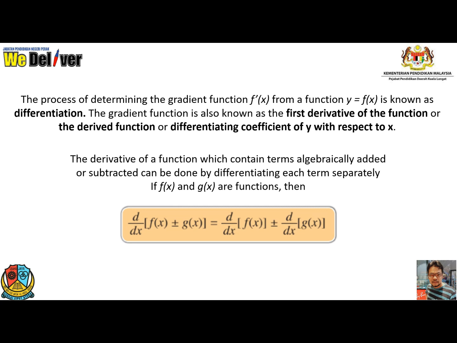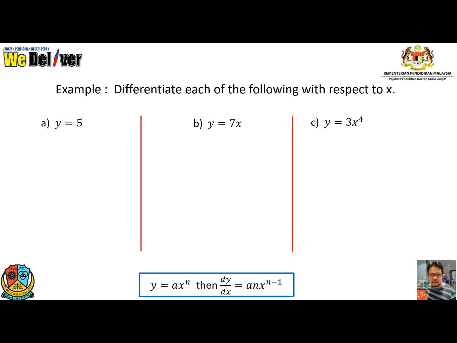The derivative of a function containing terms that are algebraically added or subtracted can be done by differentiating each term separately. That means if f(x) and g(x) are functions, then differentiating f(x) plus or minus g(x) with respect to x, we separate: differentiate f(x) with respect to x, plus or minus differentiate g(x) with respect to x. To make it very clear, look at the example here. We are going to differentiate each of the following with respect to x. We are going to find dy/dx or f'(x).